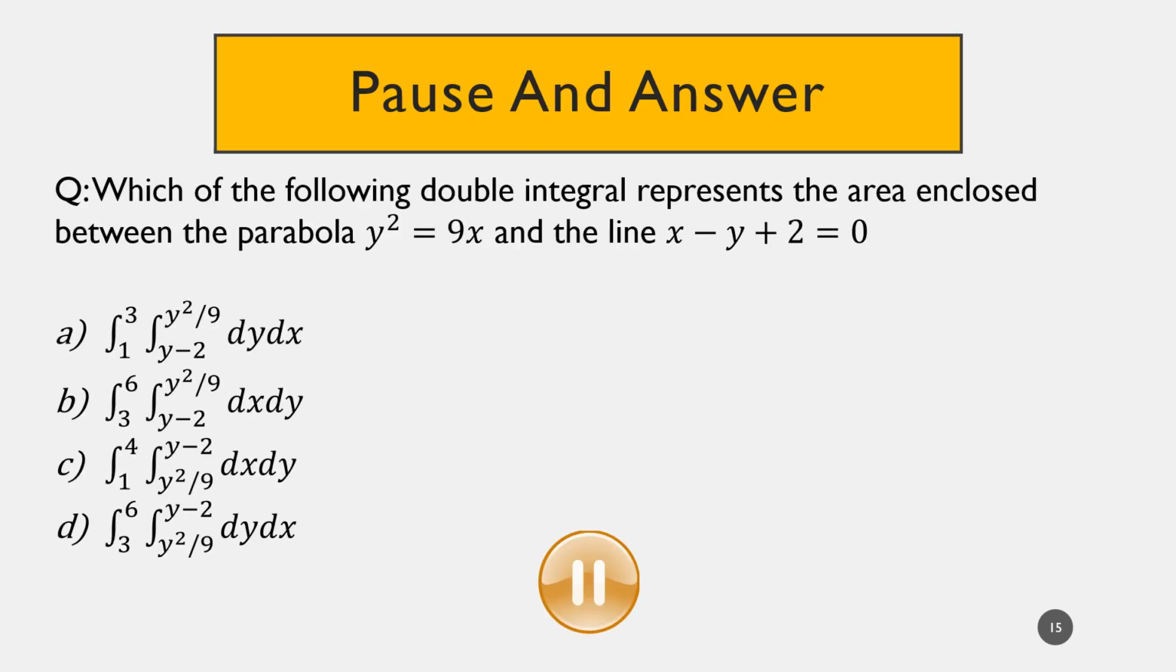Now there is a question for you, that is, which of the following double integrals represents the area enclosed between the parabola y square equal to 9x and the line x minus y plus 2 equal to 0. You have the four options. You can pause the video and write down your answer, and you can resume when you are done.